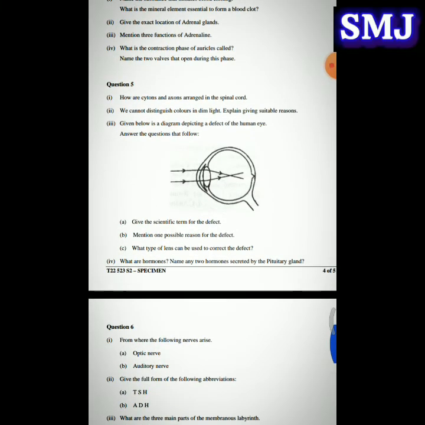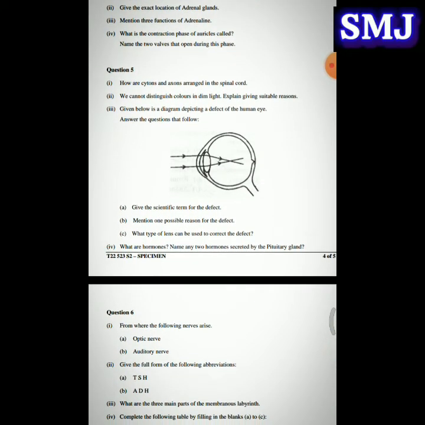Next, question number 5. How are cytons and axons arranged in the spinal cord? The answer is, the axon is present on the inner side having whitish appearance, and the cyton is present on outer side.